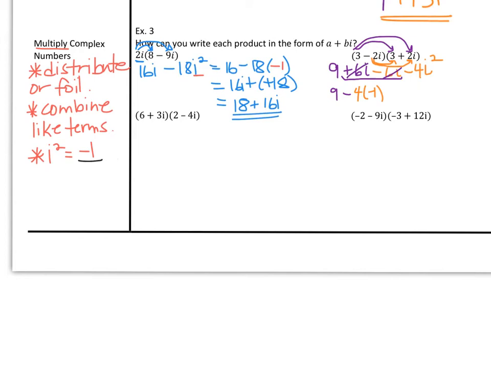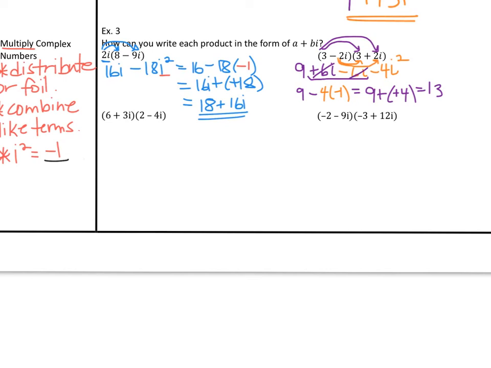which would be negative 4. So then it's 9 minus negative 4. Well, we're going to get a double negative there. That cancels out to be positive, and we end up with 13. But in standard form, we have to have the a plus bi model, so then that converts to 13 plus 0i. All right, you try the next one.